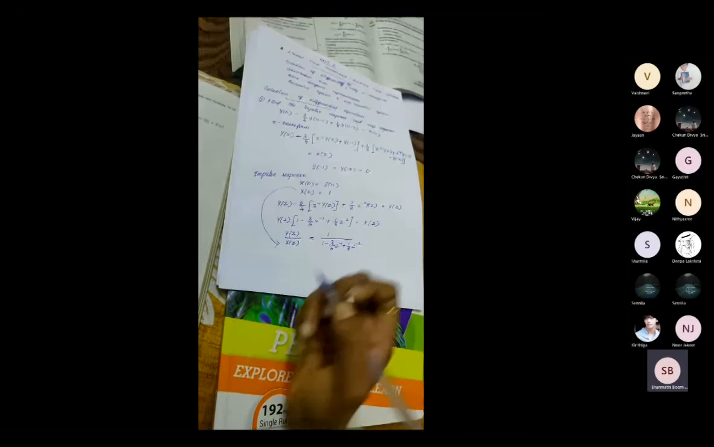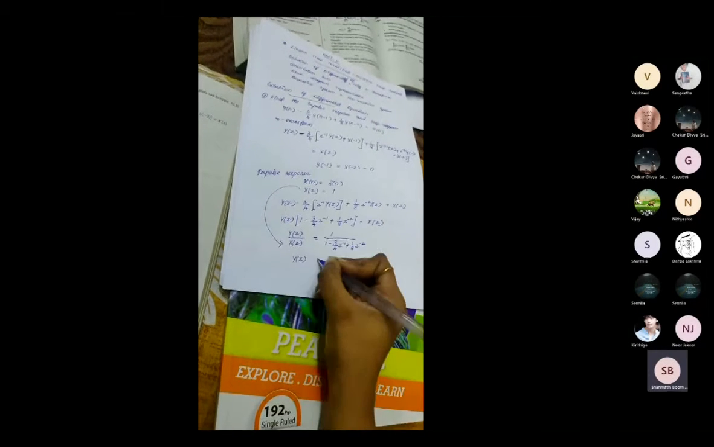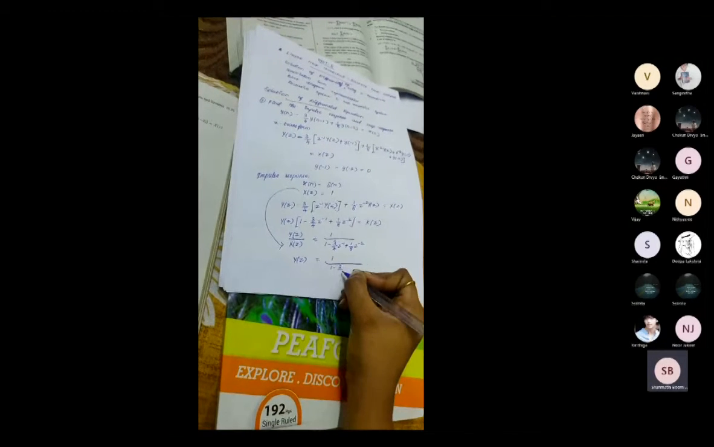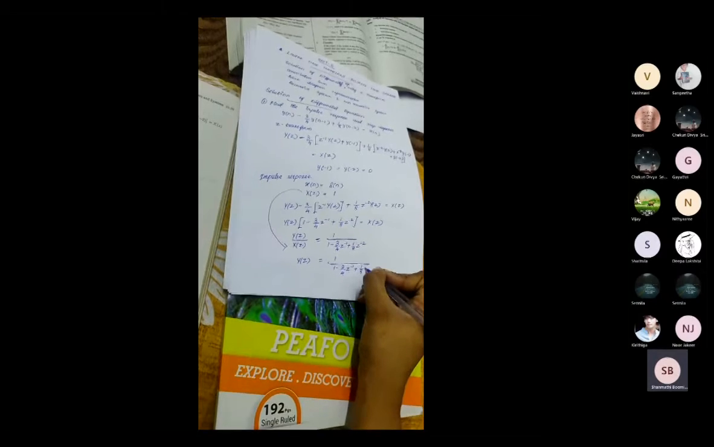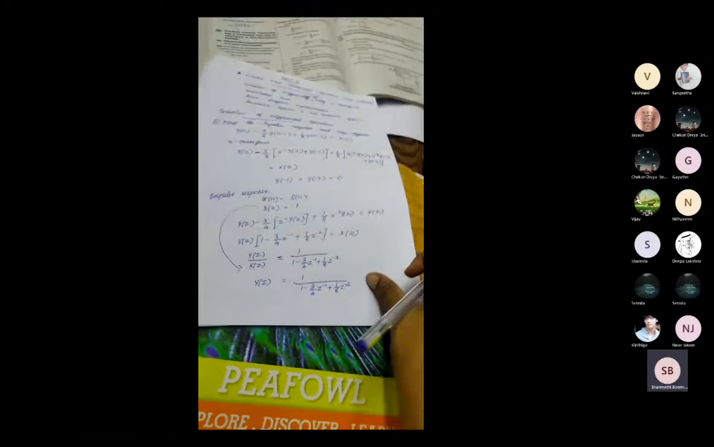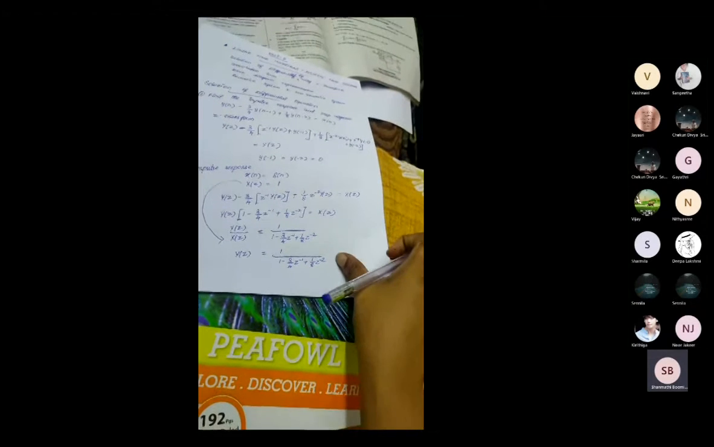So substitute that value here. You will get y of z will be equal to 1 divided by 1 minus 3 by 4 z inverse plus 1 by 8 z power minus 2. Okay? So after finding this, what is the next step?